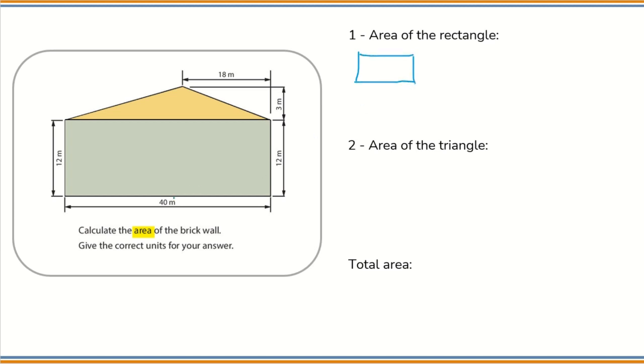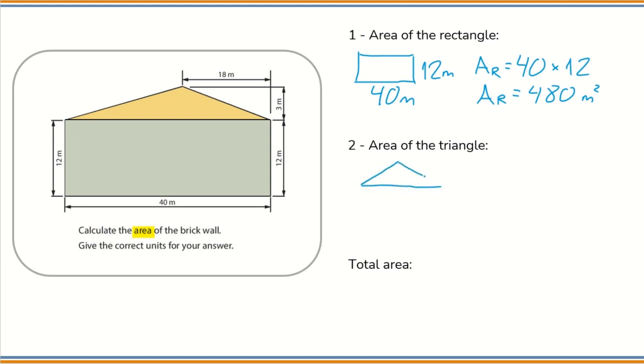So the sides of the rectangle are going to be 40 meters and 12. To calculate the area of this rectangle, we need to times one side by the other, 40 times 12, and this is 480 meters square. Now we're going to continue with the triangle.